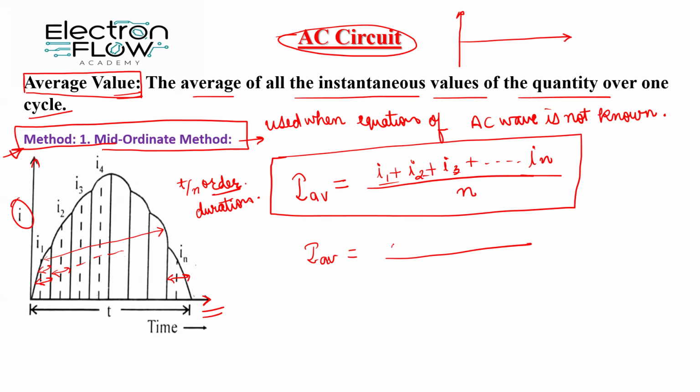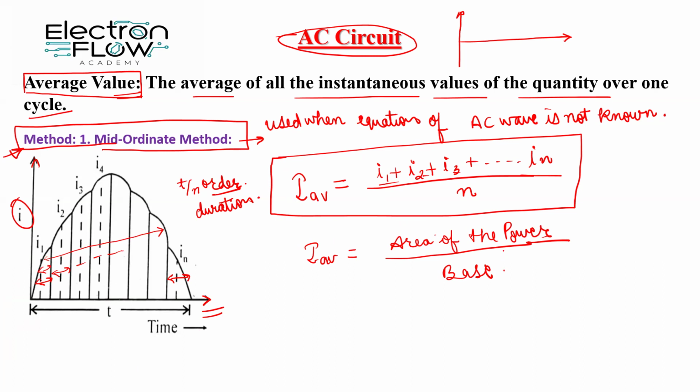So here we can say that the average value is the total area divided by the base. This is how we can calculate the average value with the help of the mid-ordinate method.